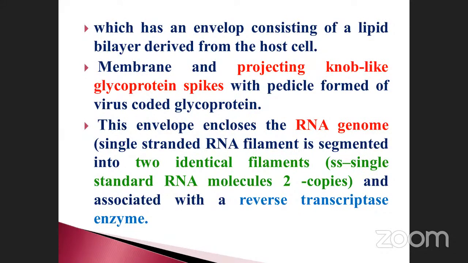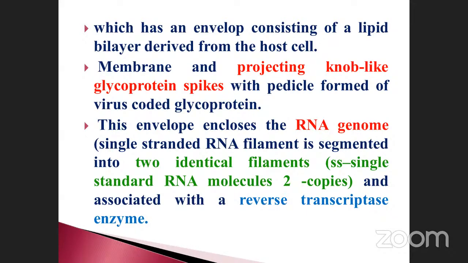A single stranded RNA filament is segmented into two identical filaments. Both are similar in nature, which is why they are given as single stranded. Once again, repeat for me: single stranded is denoted as ss, double stranded means ds, and c denotes circular DNA. These are the symbols you must note down, mostly in the HIV category or retroviruses.